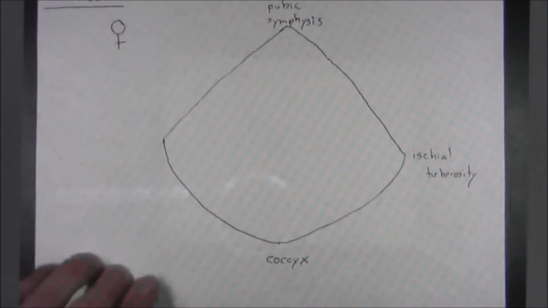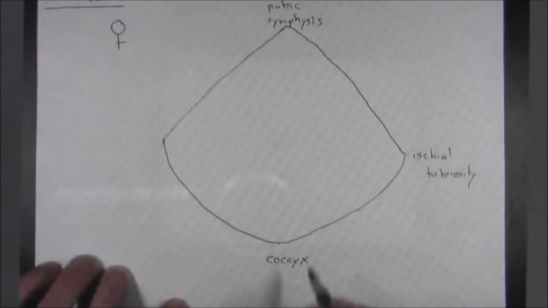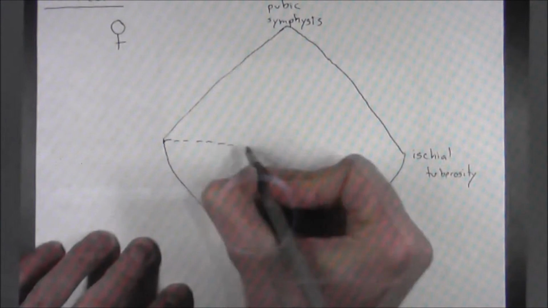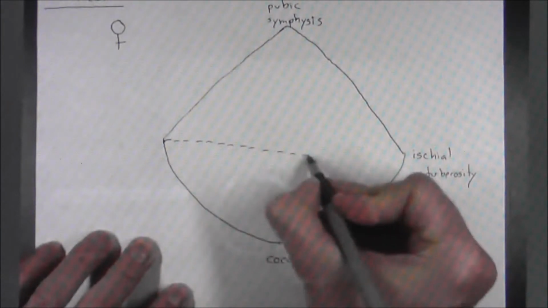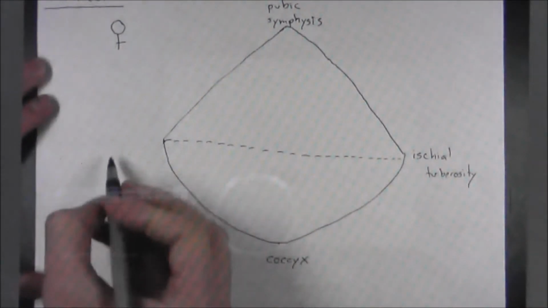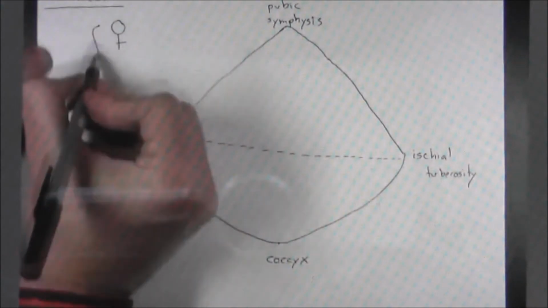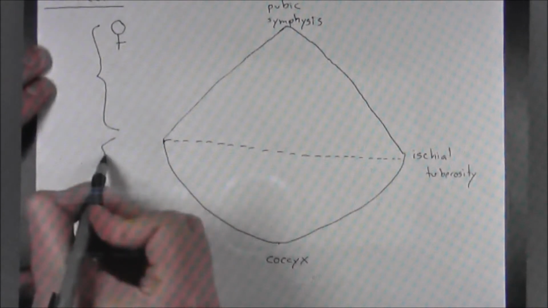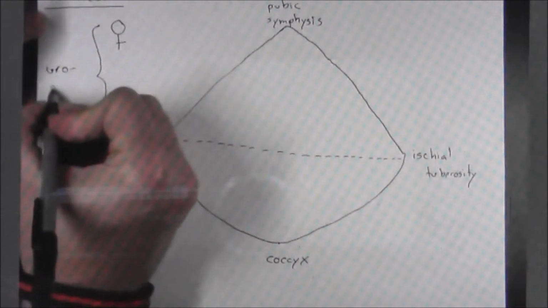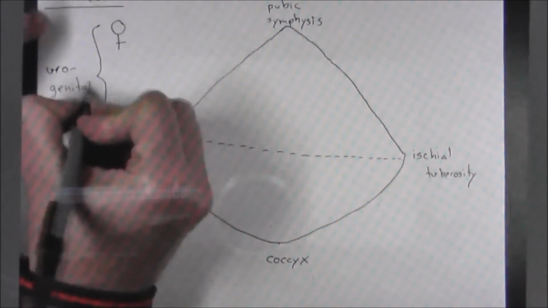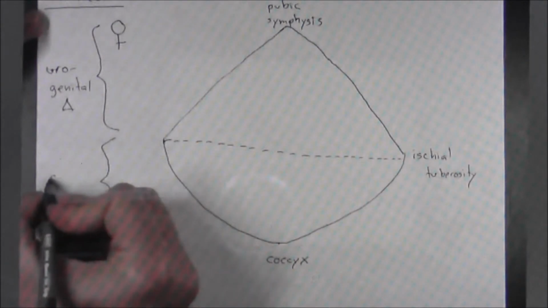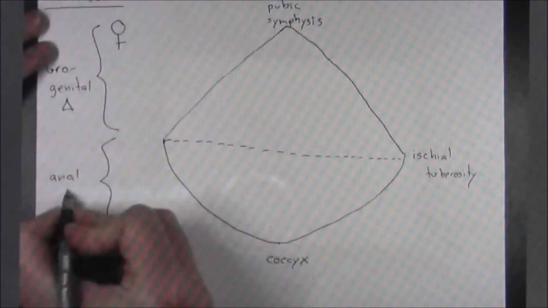Okay, let's add our 3 openings. Well, no, hold on. Let's make our defining boundary here, spanning the ischial tuberosities, to divide us into 2 triangles. This one being urogenital, and this one posteriorly referred to as the anal triangle.